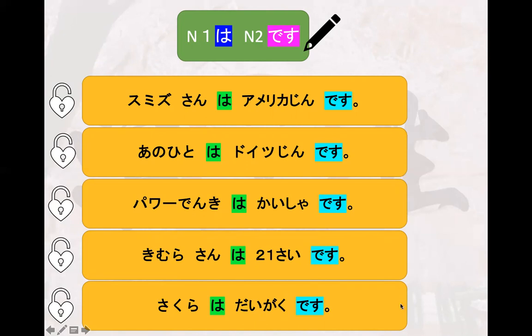Now, as you can see in my examples, you can see here the noun 1 followed by particle wa. So, ibig sabihin sila ang ating topic. And we have noun 2 followed by desu. So, ang tawag natin dito sa pattern na ito ay a noun sentence. Noun wa noun desu. Declarative, positive. Okay? So there.